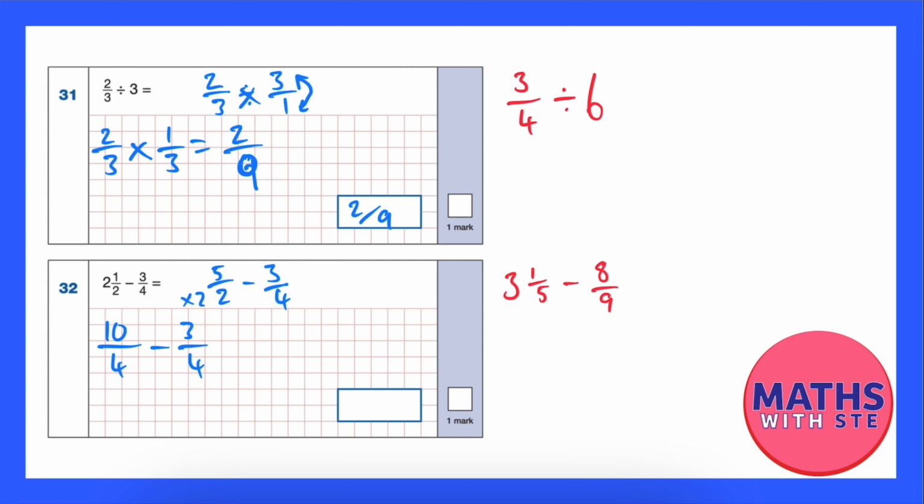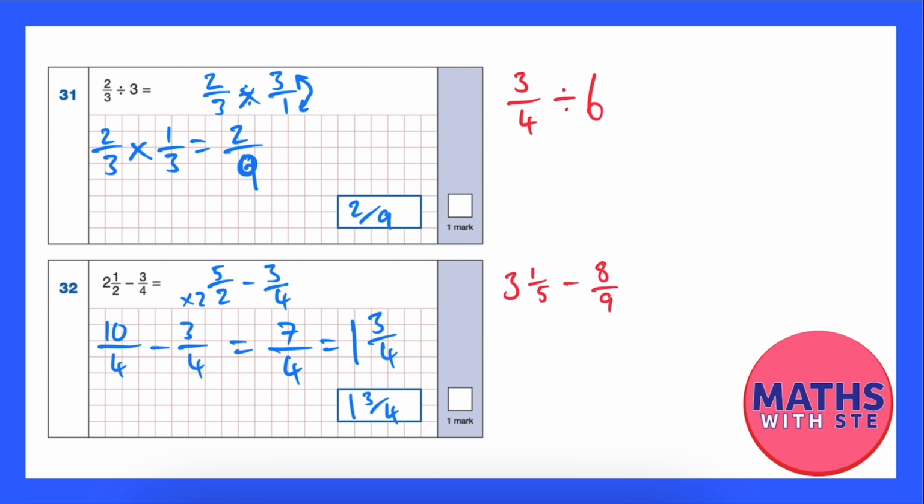3/4. Great, we've got a common denominator now. So the denominator is 4, and 10 take away 3 is 7. So that's 7/4. Now I just need to put it back into a mixed number fraction. 4 goes into 7 one time with 3 left over, and it's out of 4. So that's my answer, 1 3/4. Right, pause the video there, have a go at these last ones, and then we'll go through them.